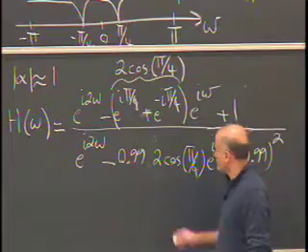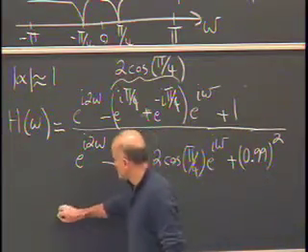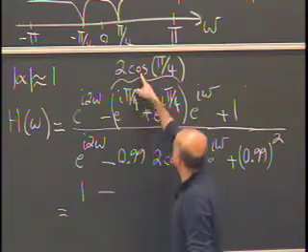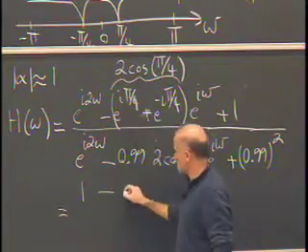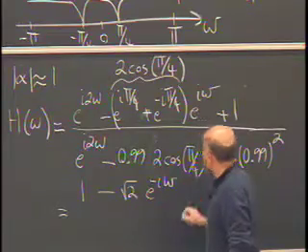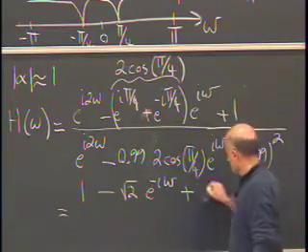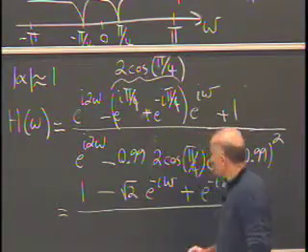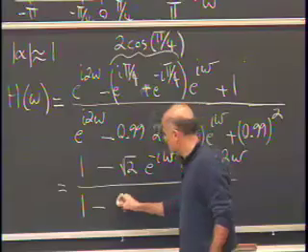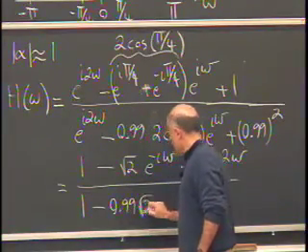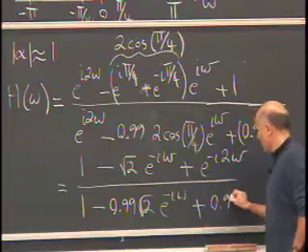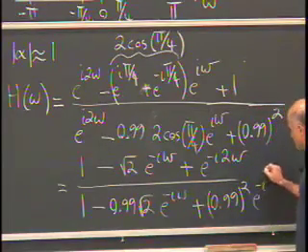We multiply both the numerator and denominator by e to the negative I2 omega. Multiply top and bottom by e to the minus I2 omega. So you get 1 minus, let's simplify this, 2 times root 2 over 2. That's root 2, times e to the negative I omega, plus e to the negative I2 omega, divided by 1 minus 0.99 times root 2 e to the negative I omega, and then plus 0.99 squared e to the negative I2 omega.